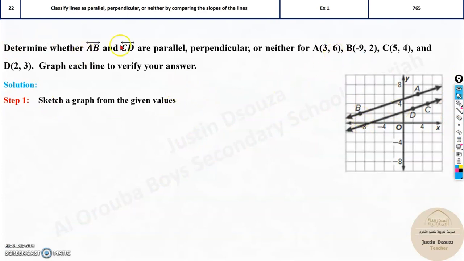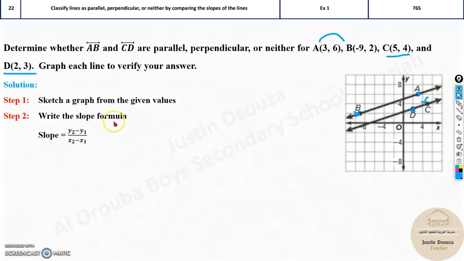How do we prove exactly? You need to write the slope formula and use the slope. Find the slope of the coordinates. Now from this graph, you know A and B are on the same line. D and C are on the same line. So A and B is together. C and D is together.